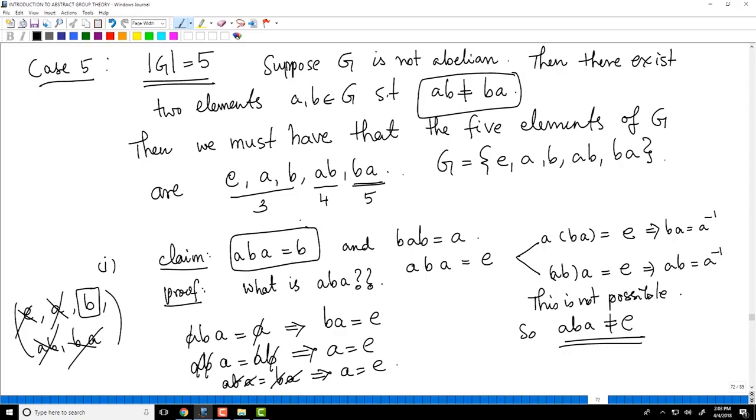And exactly the same proof gives me BAB equals A. I have to systematically eliminate all possibilities. It can't be E, it can't be B, it can't be AB, and it can't be BA. So let me not prove that, because it's very similar to this. So I have shown that ABA equals B, BAB equals A.